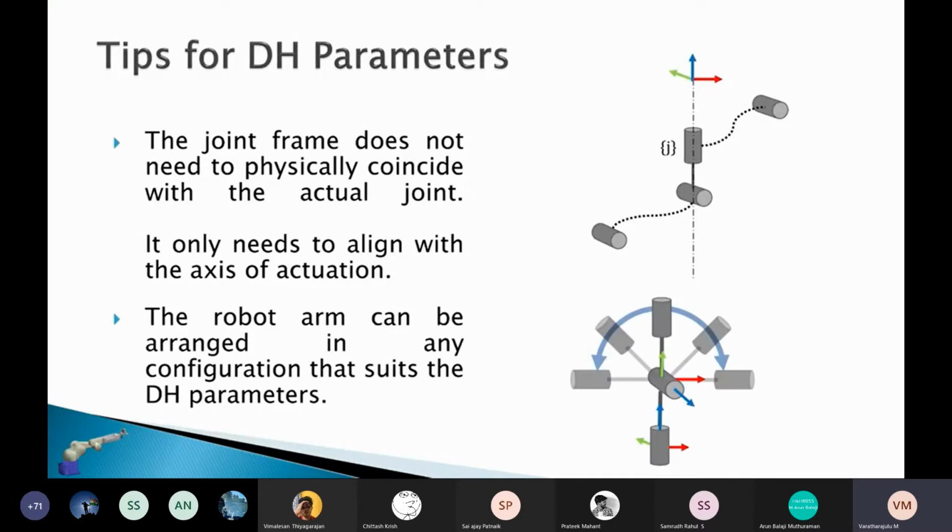Second, the robot arm can be arranged in any configuration that suits the DH parameters. So the robot configuration should suit the DH parameters, not the other way around. So we can put this joint here in any location around its previous joint, but we just pick the one that suits the DH parameter configuration, and that would be in this location here.